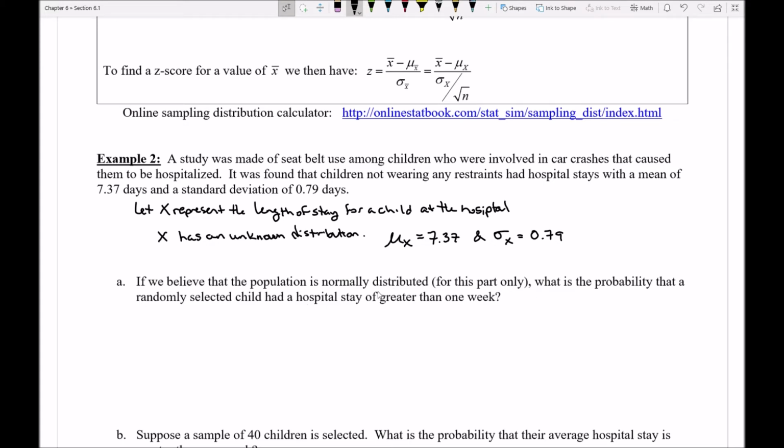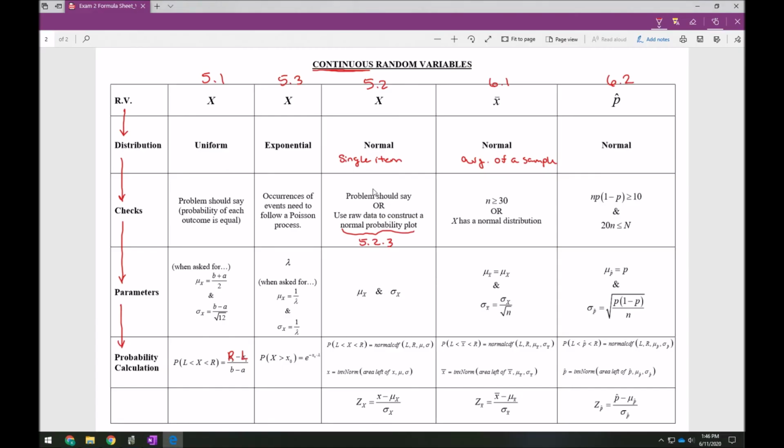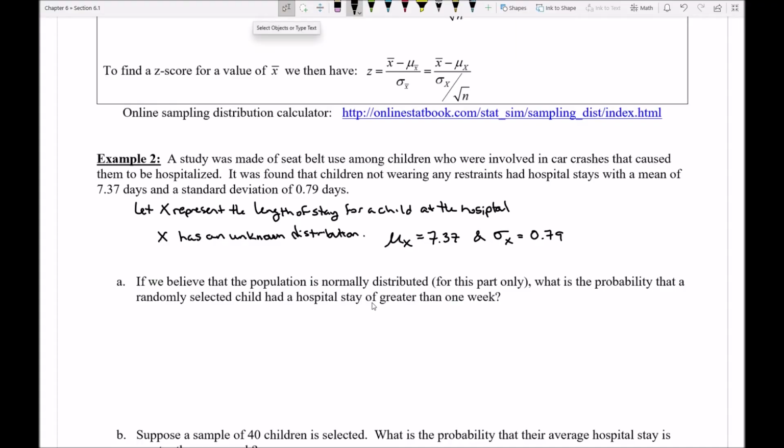But if I assume the population is normally distributed, then the problem says so, and I can confirm that I'm in this third column. And I've already done the first four boxes in here. And so now I could ask, what is the probability that a randomly selected child, notice this is a child, had a hospital stay of greater than a week?